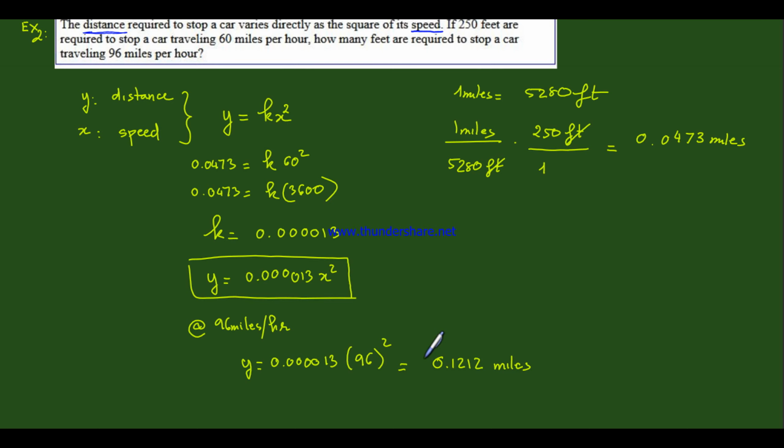Oh, there you go. So this one is a direct variation equation. Alright, so that's the second example.